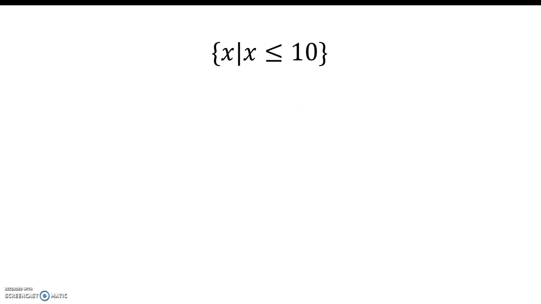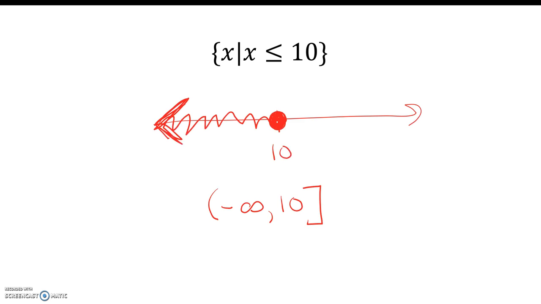And finally, we got one that has the or equal to on there. So here we got the set of all x such that x is less than or equal to 10. If you were to draw your little graph on there, you would have now a closed dot on 10, and then you'd be shading everything to the left of it.